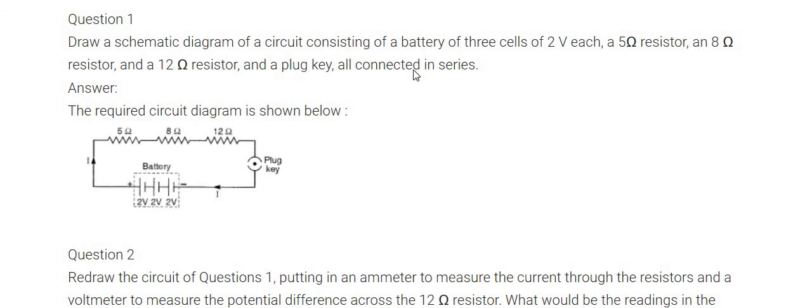So now let's see the diagram. As we know, these three resistors are connected in series. The first is 5 ohm, the second is 8 ohm, and the third is 12 ohm. These are all connected with the battery of three 2 volt cells, so we have to denote three 2 volt cells. Here you can see the 3 cells connected. So this is the schematic diagram of the given circuit.